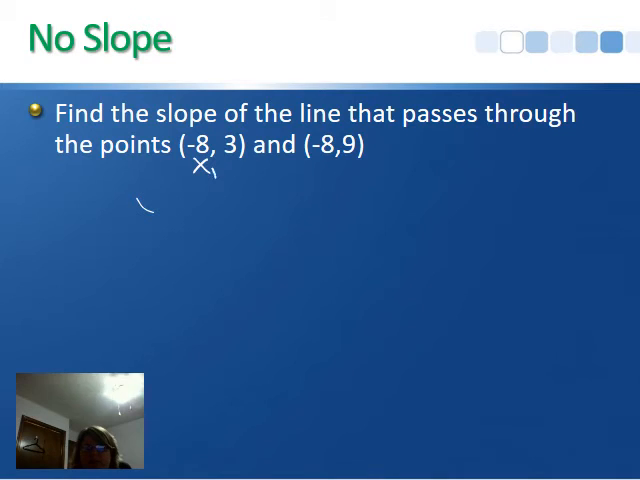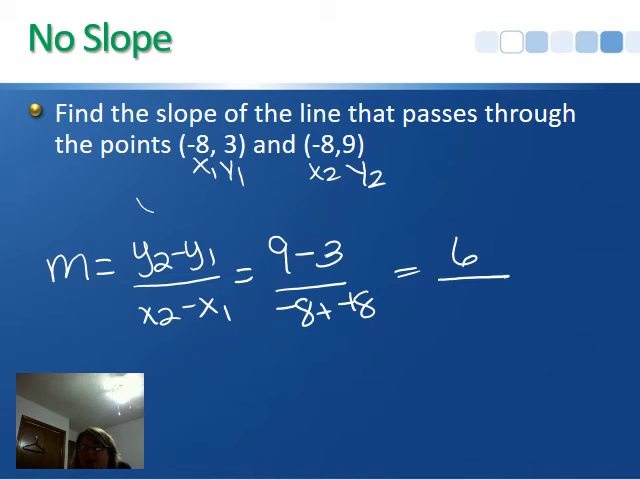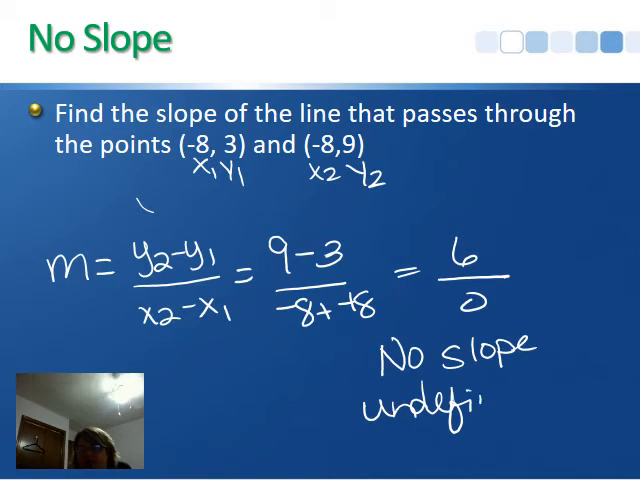So x sub 1, y sub 1, x sub 2, y sub 2. M is equal to y sub 2 minus y sub 1 over x sub 2 minus x sub 1. Y sub 2, 9, minus y sub 1, 3, over x sub 2, negative 8, minus x sub 1, negative 8, minus a negative, plus positive, 6 over 0. Oh no, can't have 0 on the bottom. So that reminds us that it's no slope or undefined. Both of them are the right answers.